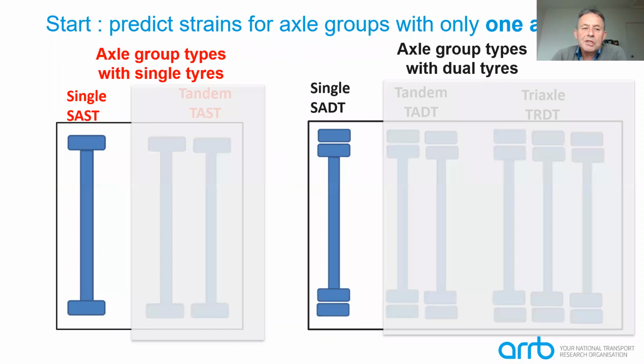So we start this process by considering the axle groups with a single axle. This is the simplest case where we don't have interactions happening between axles within a group. There are two principal types of axle groups with only one axle: the single axle with single tyres and a single axle with dual tyres. So there are two basic simplified groups with only one axle in the group.